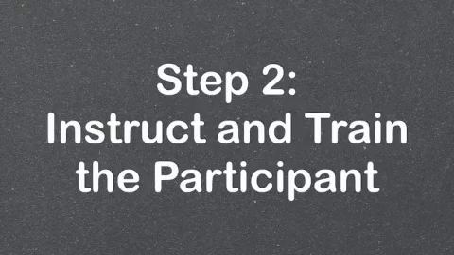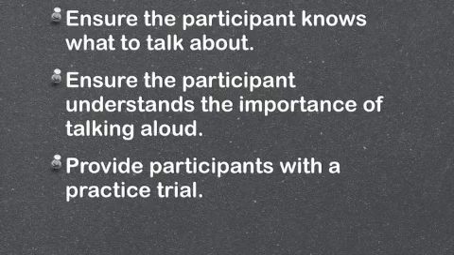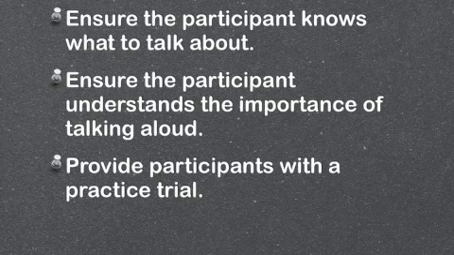Step 2. Instruct and train the participants. The second step is to instruct and train the participants. After participants are chosen, it is important to make sure that they know exactly what to do. Standard instructions and training should be provided to them. The experimenter should inform them with what they should talk about. It is important for the participants to understand that they need to keep talking even if some things might seem unimportant to them.